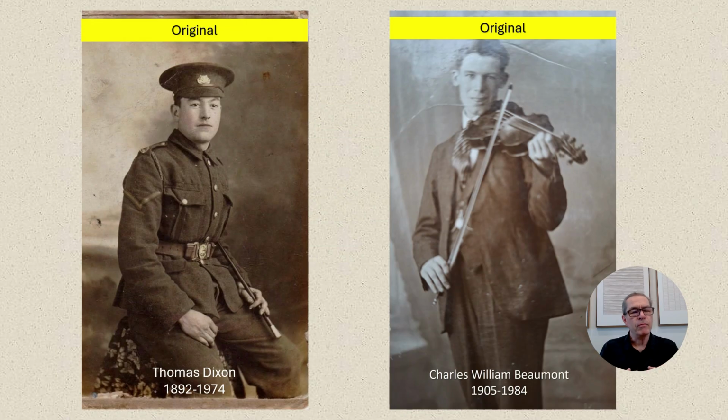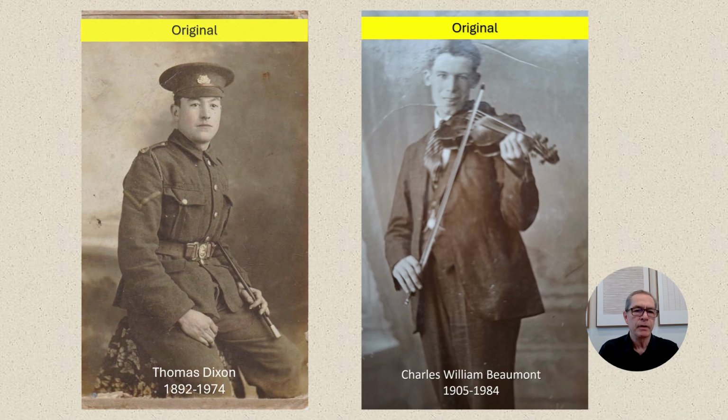So I'm going to start off with two of my old photographs. One is Thomas Dixon. He's in a military uniform, and the other is Charles Beaumont. And as you can see, the photograph of Thomas Dixon is okay. The one of Charles could do with some work. So we're going to take these originals and run them through the systems and see what we end up with.